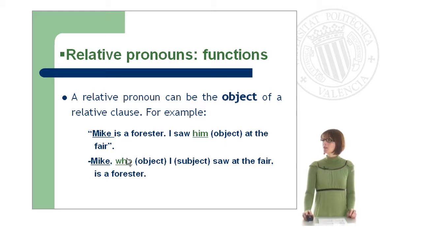Okay, Mike, who I saw at the fair, is a forester. If we join these two sentences into one, we have a relative clause here, who I saw at the fair. In this relative clause, we have a subject, which is I. We have a verb, which is saw, and then we have an object, which is who, the relative pronoun. So in this case, the relative pronoun is functioning as an object.